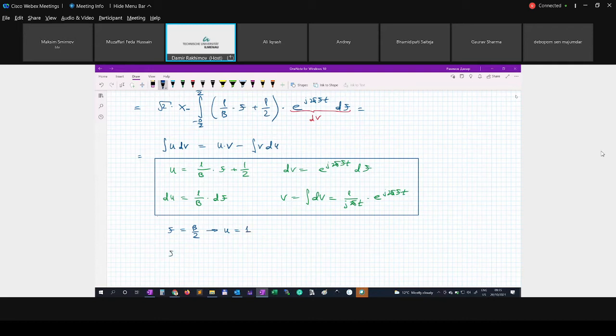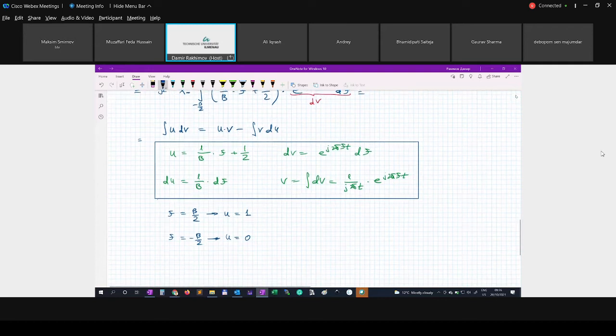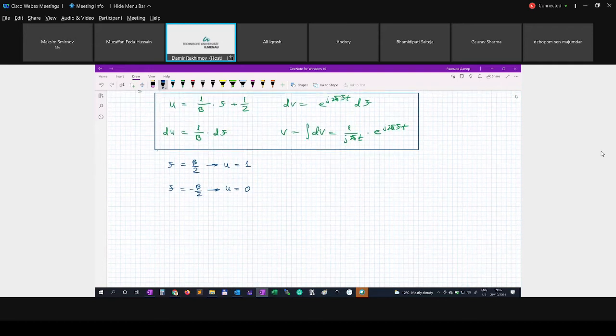Then let's take the other limit, f equals minus B over 2. We substitute it in our replacement: minus B over 2 times 1 over B, which will be minus 1 over 2 plus 1 over 2. And that means u must be equal to 0. Yeah? Just let me know if you don't agree with me. And as a result, we can rewrite our integral.